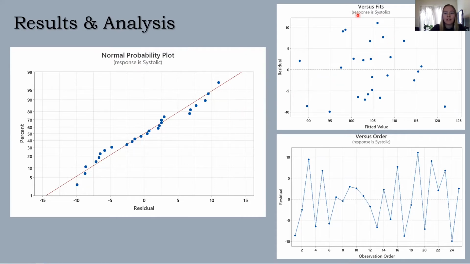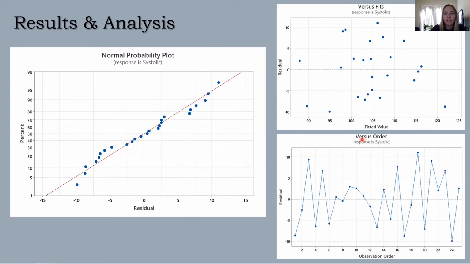And then if we go ahead and look at the versus fits plot, you can see that we have random distribution of points, and there is really no pattern or trend. We don't see a line, we don't see clumps of data points from our set. And this is actually a good thing. We want our residuals to be random. This is a good sign that our regression model fits the data.